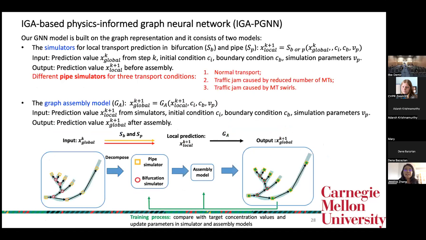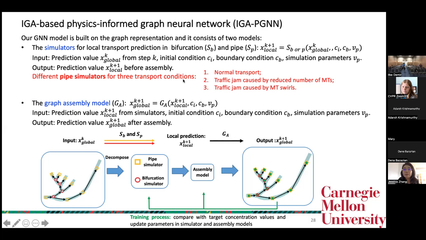So we built this IGA-based physics-informed graph neural network in our study. Since our neuron tree structure is unstructured, our mesh is complex and we use spline basis functions, so we cannot use CNN. But the good thing is that the tree structure only consists of pipes and bifurcations. So we decompose the tree into 2 simulators: a pipe simulator and a bifurcation simulator. In the pipe simulator, we assume we have traffic jams, but in the bifurcation, only normal transport.